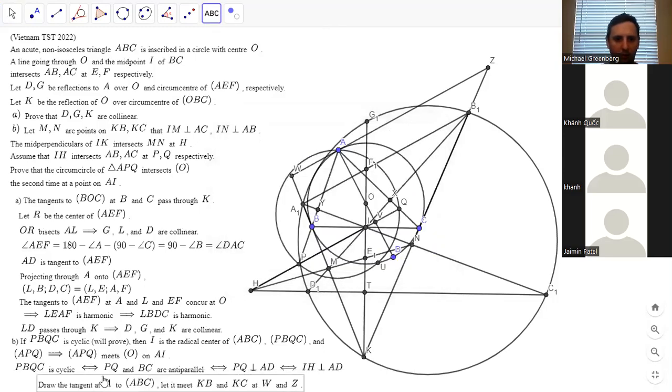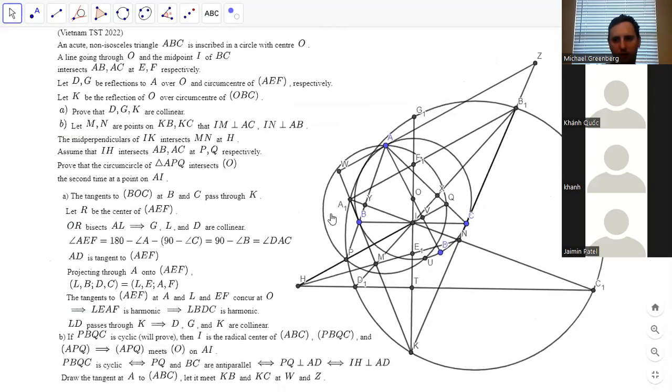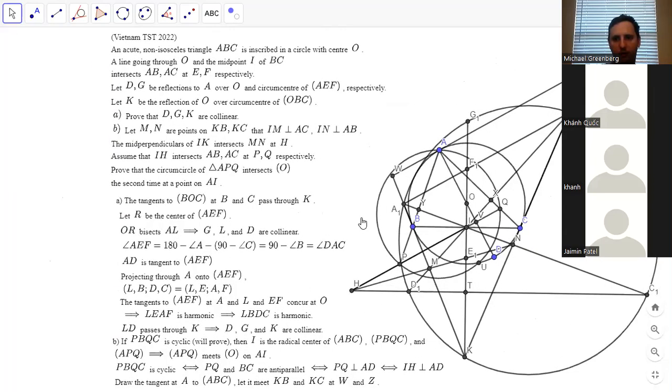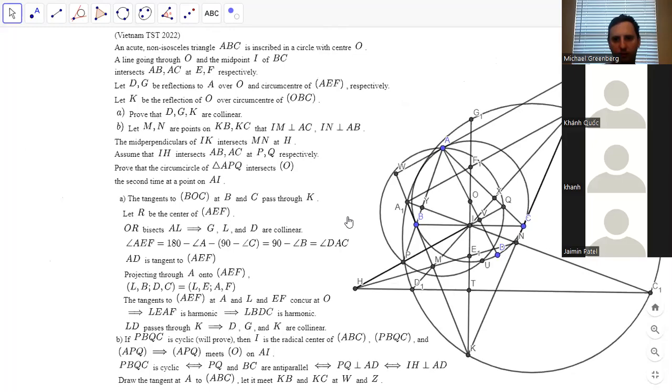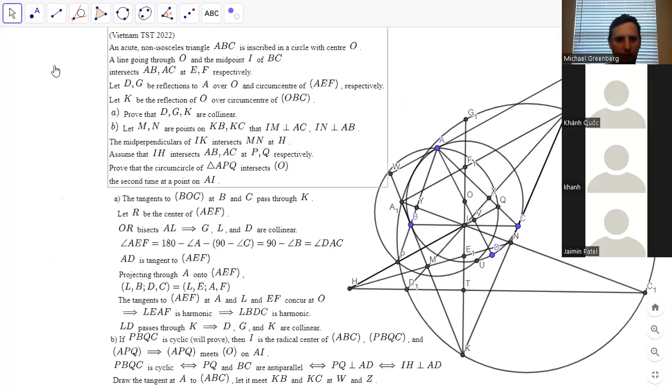Okay, so now we're going to need more room. Let's see. Let me see, maybe I have some room here. So I'll move everything over.